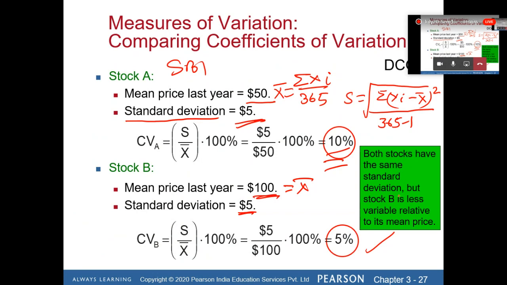Both stocks have the same standard deviation, $5 and $5. But stock B is less variable. Stock B is less variable because the coefficient of variance in stock B is 5%, meaning less fluctuating. The less fluctuating stock is ICICI Bank. Stock B is less fluctuating compared to the SBI stock, because the annual fluctuation of SBI is 10% and of ICICI Bank is 5%.